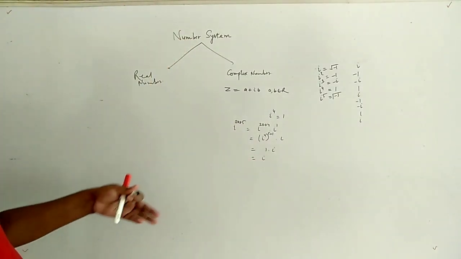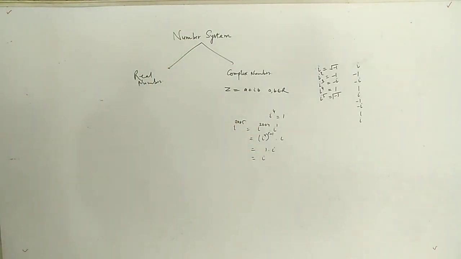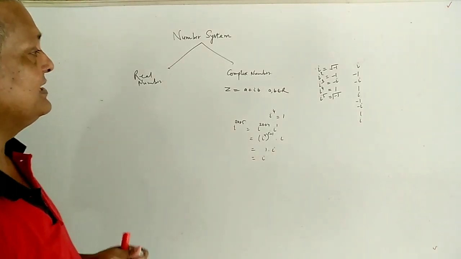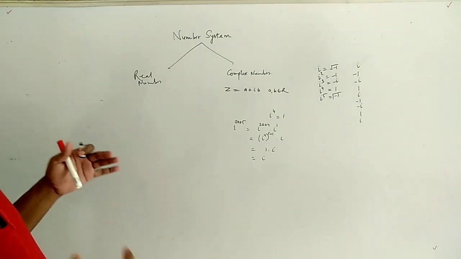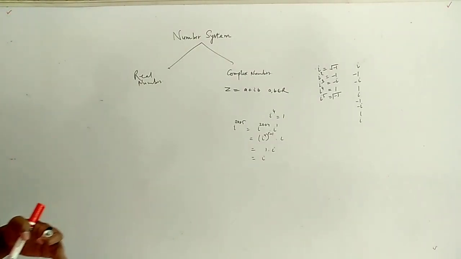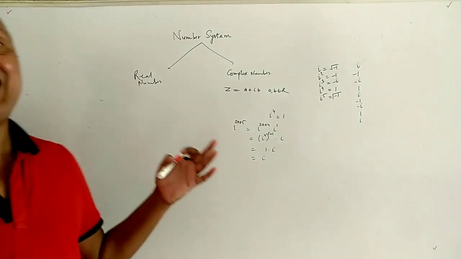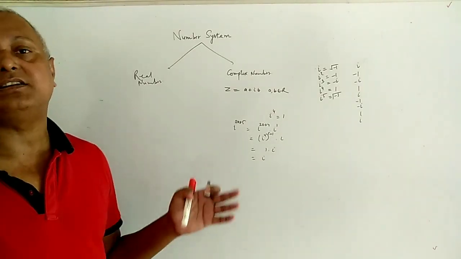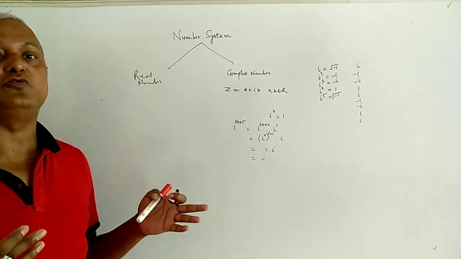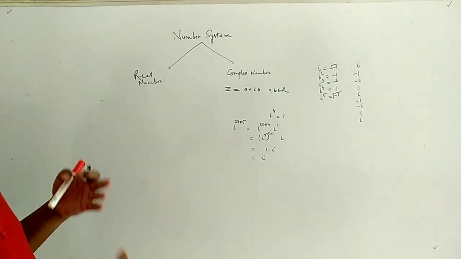Using this concept you can always find the values of i if they are given higher powers of i. This is all in this video, and in the next part of this video we'll discuss how to deal with complex numbers: how to add, multiply and divide complex numbers, what their significance is, and what kind of questions we are going to deal with.